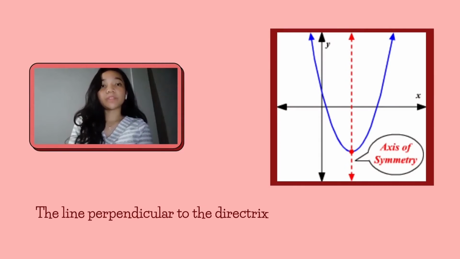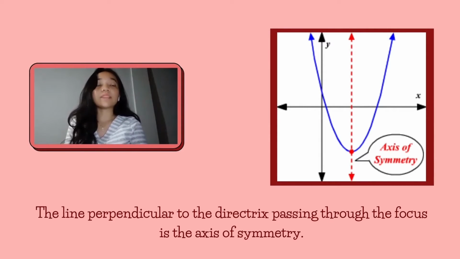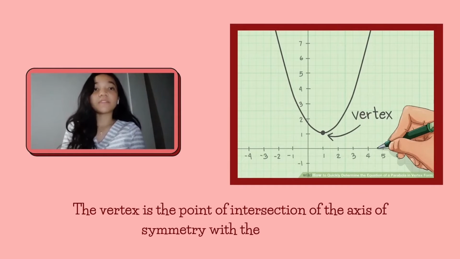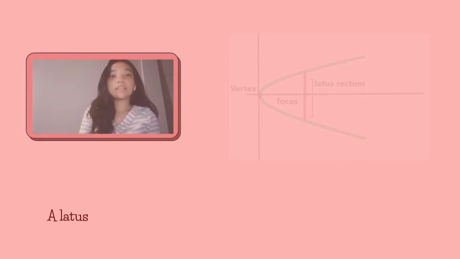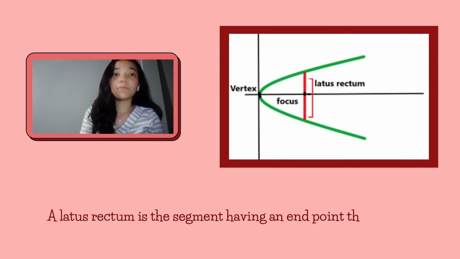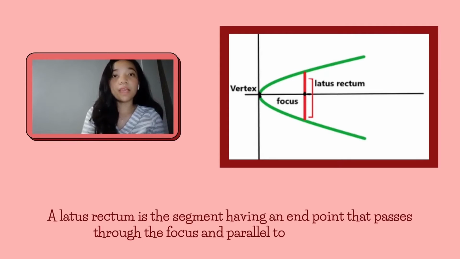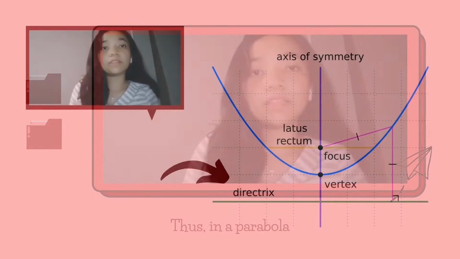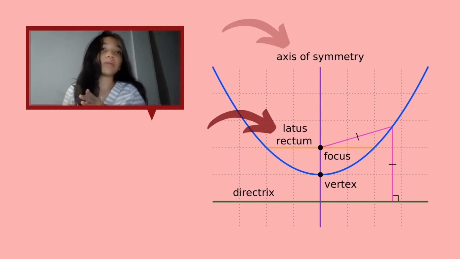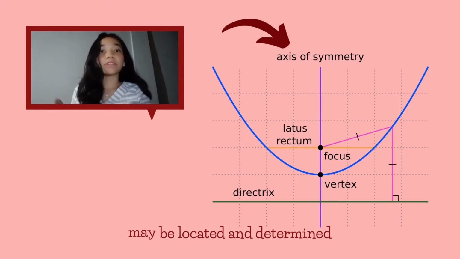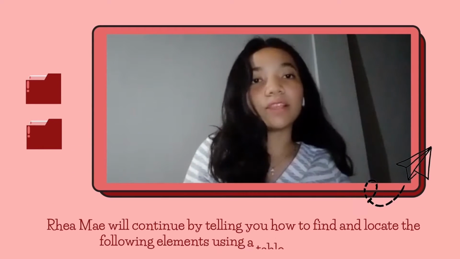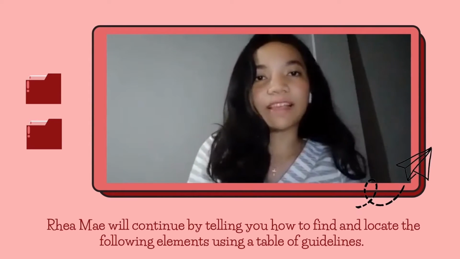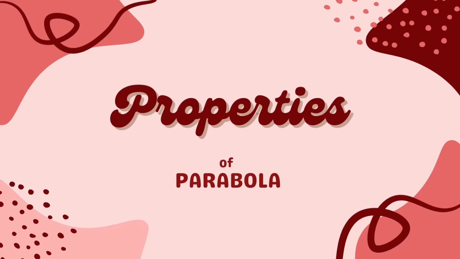The line perpendicular to the directrix passing through the focus is the axis of symmetry. The vertex is the point of intersection of the axis of symmetry with the parabola. Latus rectum is the segment having an endpoint that passes through the focus and is parallel to the directrix. Thus, in a parabola, the directrix, focus, vertex, latus rectum, and axis of symmetry may be located and determined. Rhea May will continue by telling you how to find and locate the following elements using a table of guidelines.